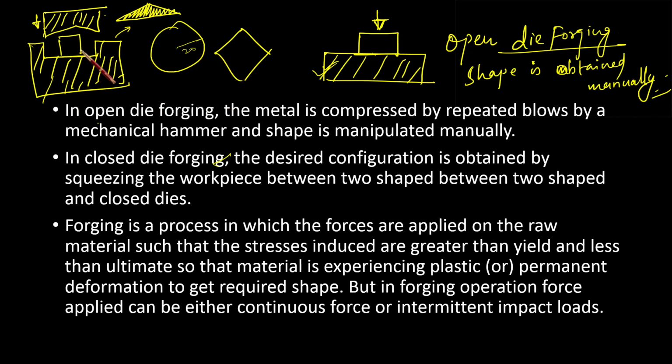But in case of closed die forging, first of all, it is a fast process. Second, the dimension will be completely accurate. Third, the surface finish will be very, very nice. And fourth, closed die forging is never done by hand. Manually you cannot do it. Here it is manual open die forging, but closed die is done by machines. Okay, so based on that, there are two types of forging.